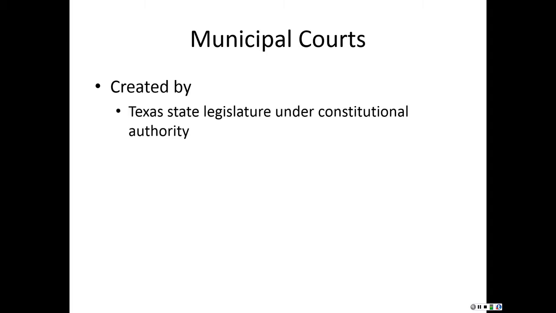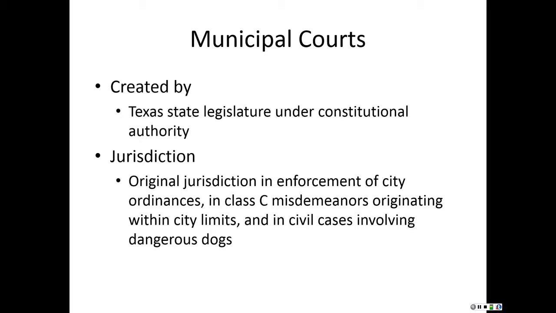The municipal courts are created by the Texas State Legislature under constitutional authority. This means that the Constitution says the Texas State Legislature can do this. So again, their jurisdiction: they have original jurisdiction in enforcement of city ordinances, so they're going to be the first to hear the case in enforcement of city ordinances and Class C misdemeanors originating within city limits, and in civil cases if it involves dangerous dogs.